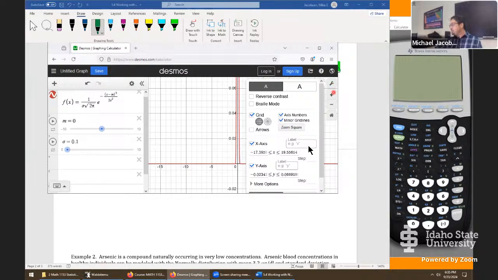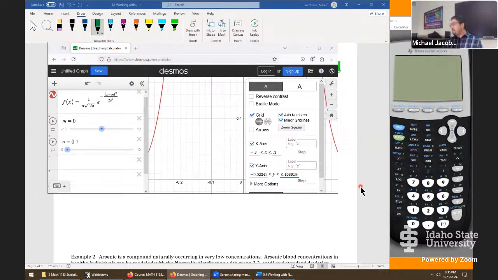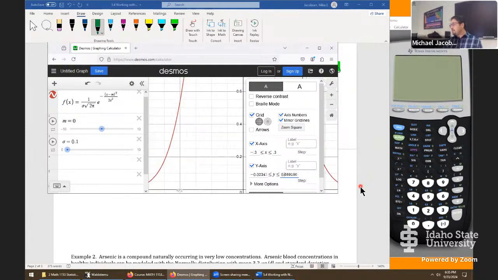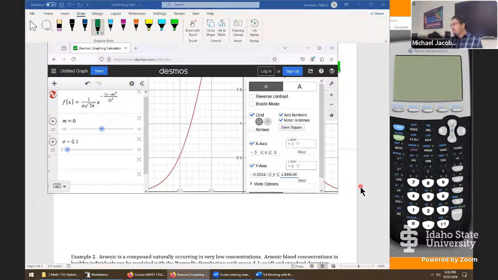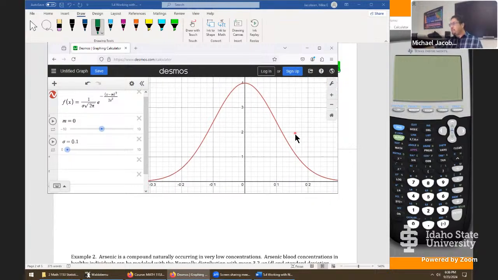Let's see if we can fix that zoom. So if it's 0.1, then the horizontal extent should go from negative 0.3. That's 3 standard deviations to the left. That's 3 standard deviations to the right. And this looks like it should just be a little bit bigger. A lot bigger. Put a 1 in there. 2, 3, 4. There it is. That's the picture that we know and love. There's the normal model.